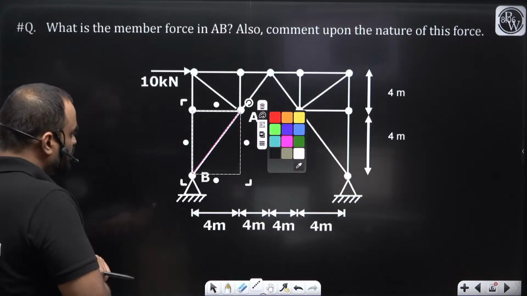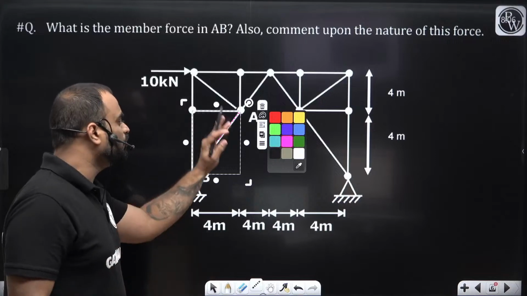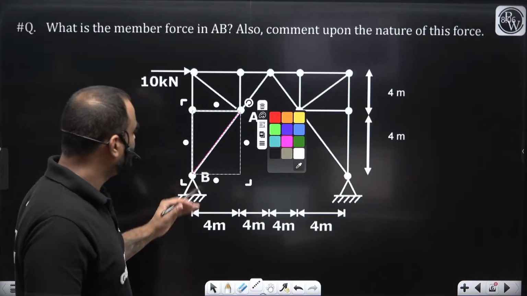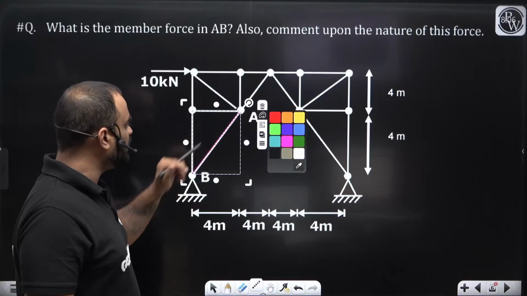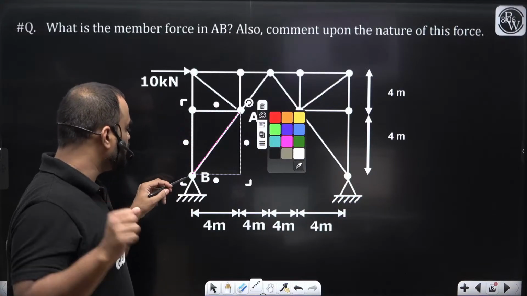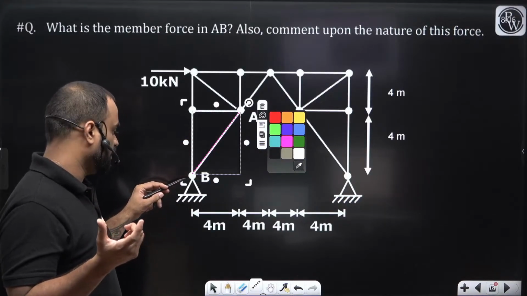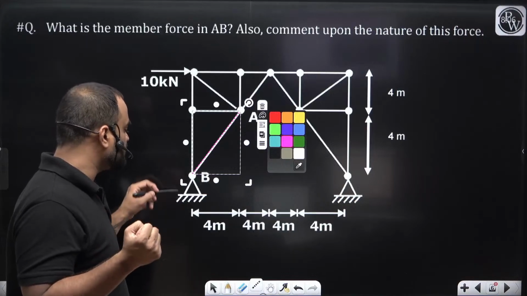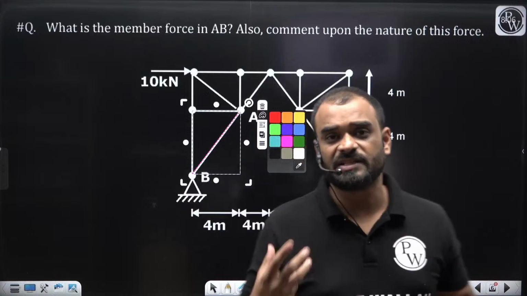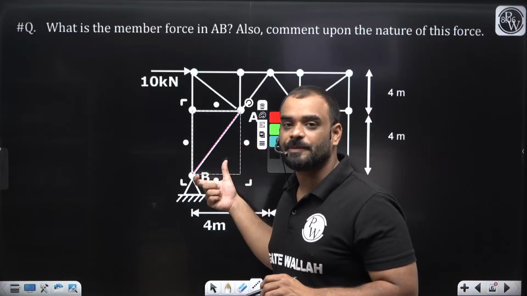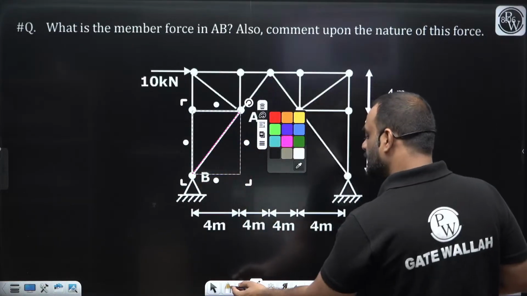So guys, you can see here, we need to find out the force in a single member, which is member AB. But to find out this particular member, you need to consider this particular joint, and try to find out the external support reactions first. After finding the external support reactions, it is very easy to get the answer for the AB part. Clear? Okay, sir. So let's do it.